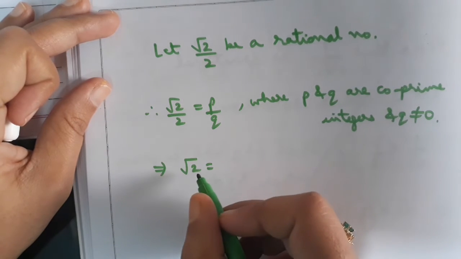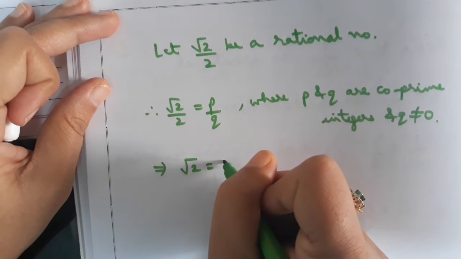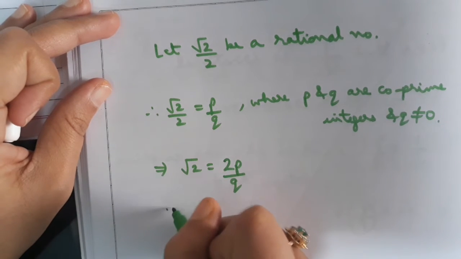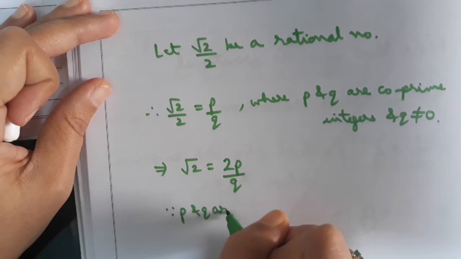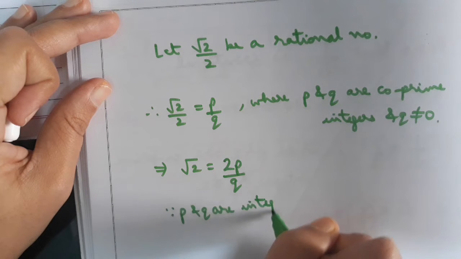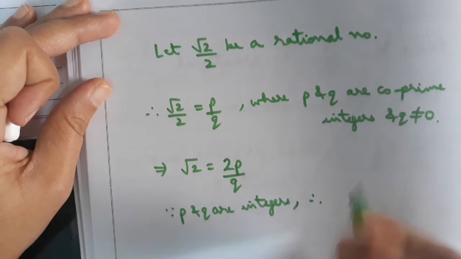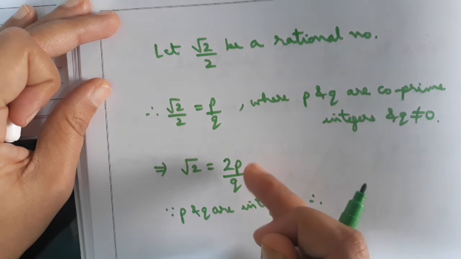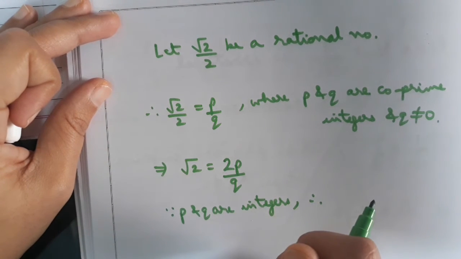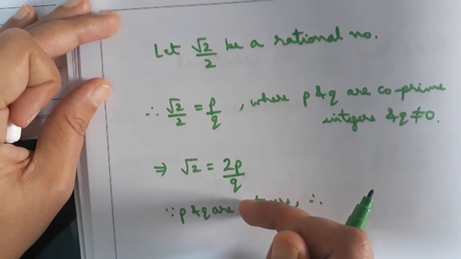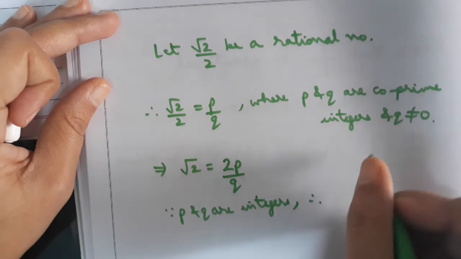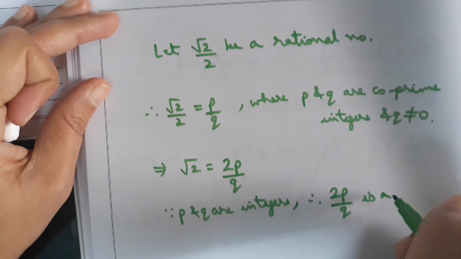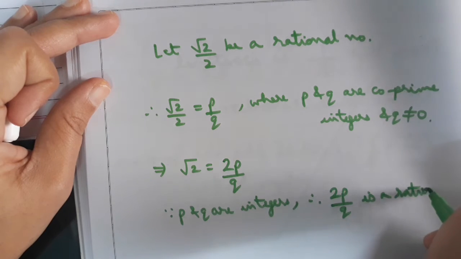Let us simplify this further. So root 2 can be written as 2p upon q. Now since p and q are integers, so definitely 2 into p is an integer. So numerator is also an integer and denominator is also an integer. So integer upon integer will become a rational number. So therefore 2p upon q is a rational number.